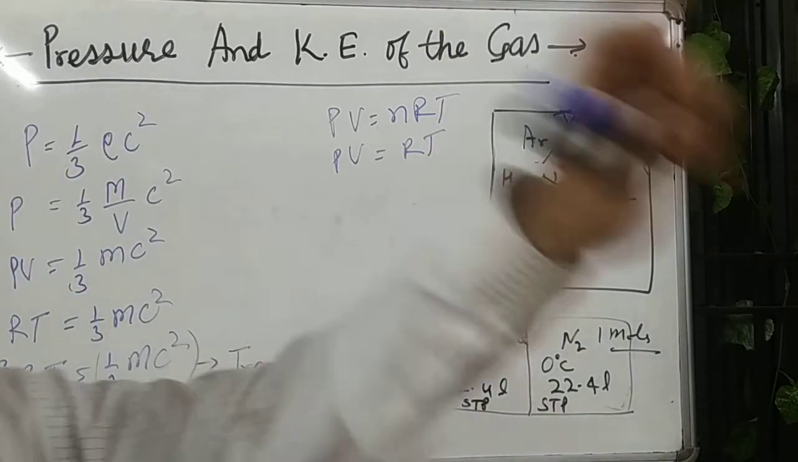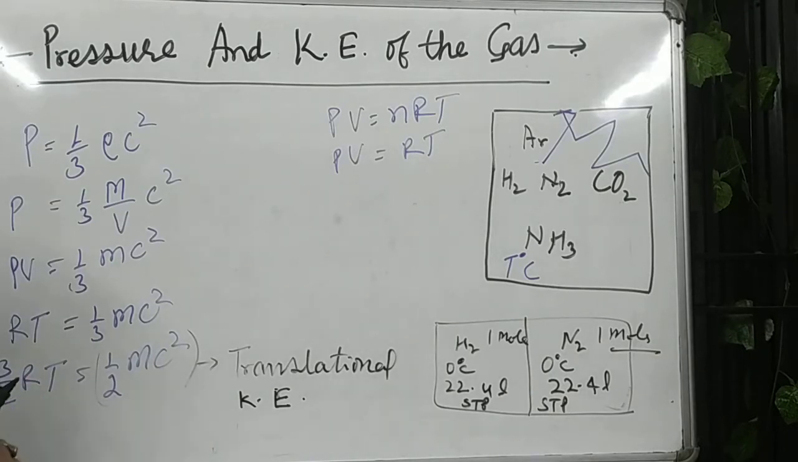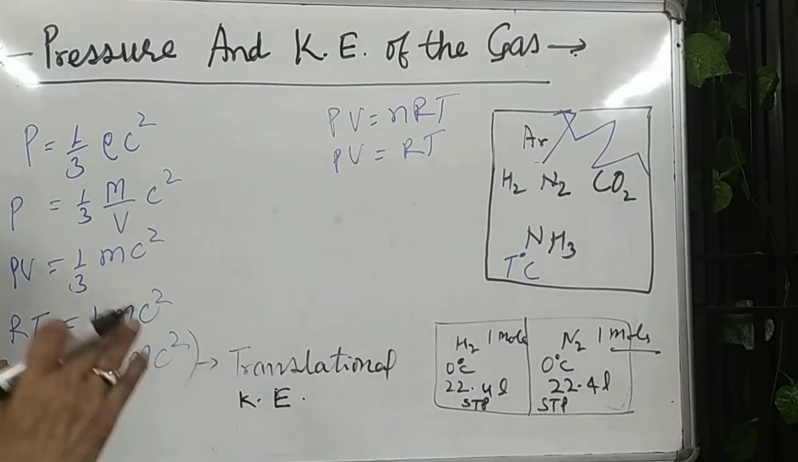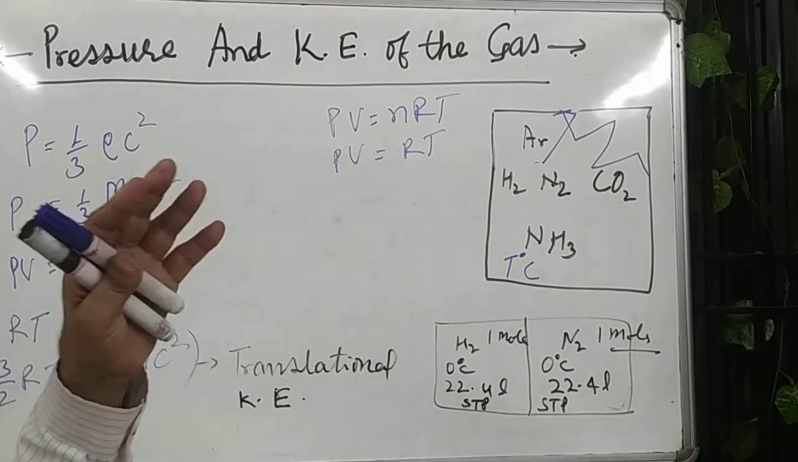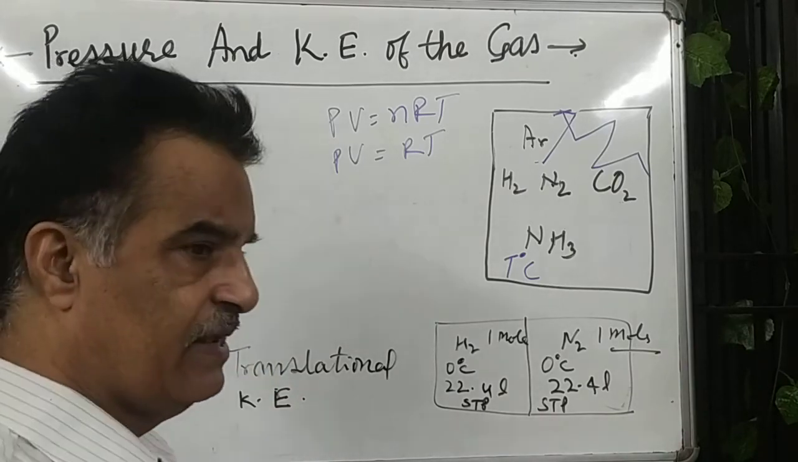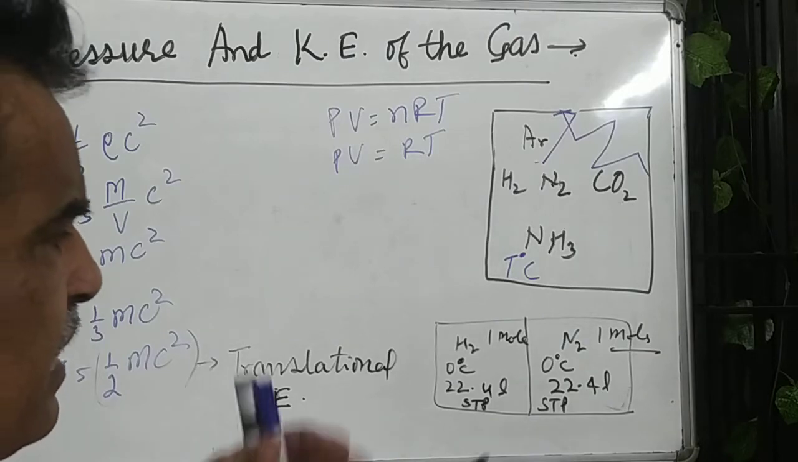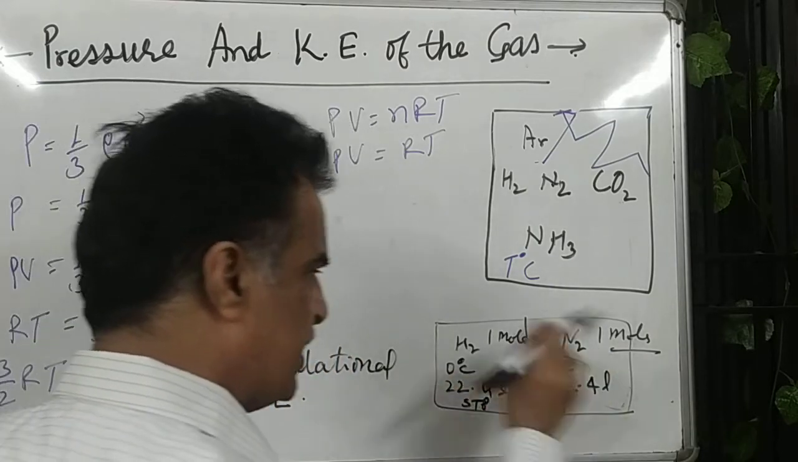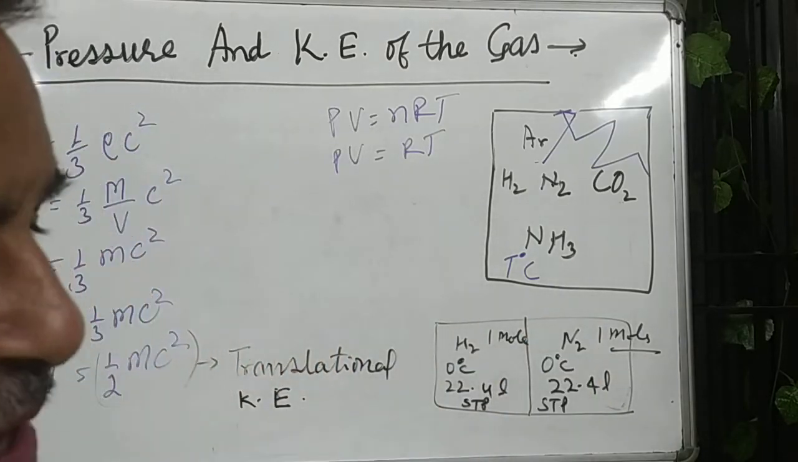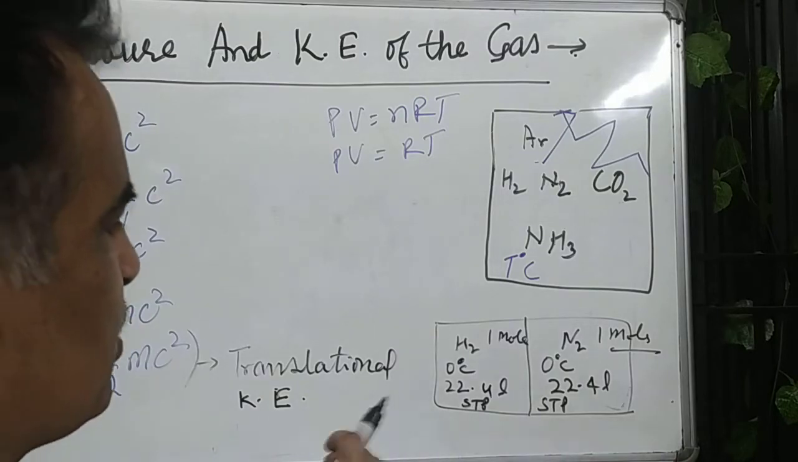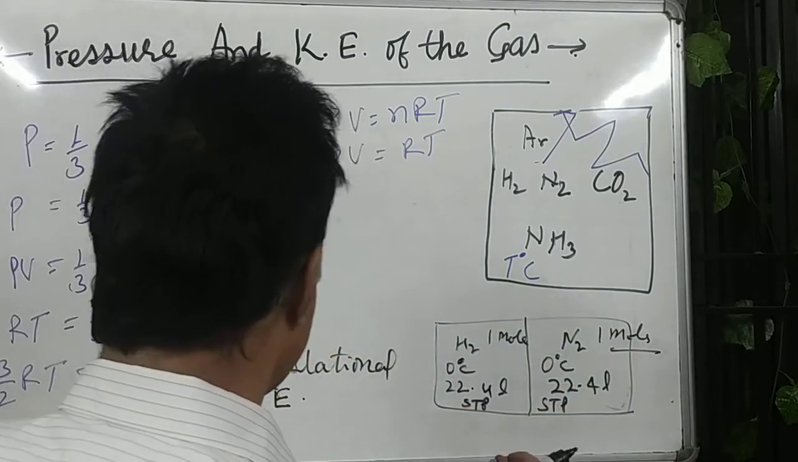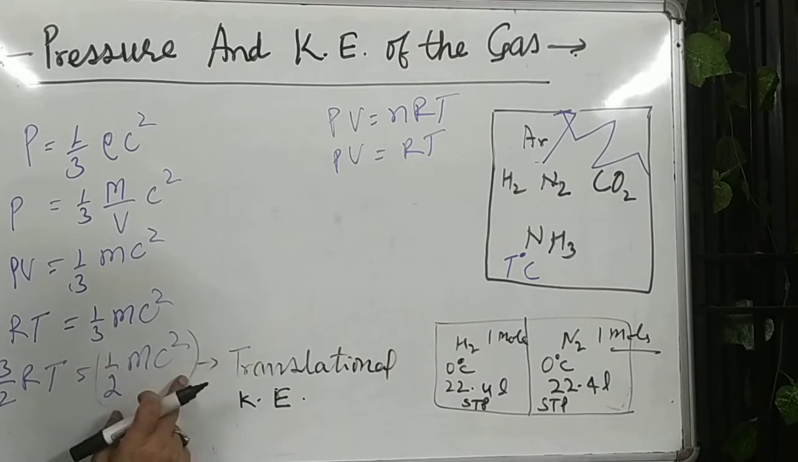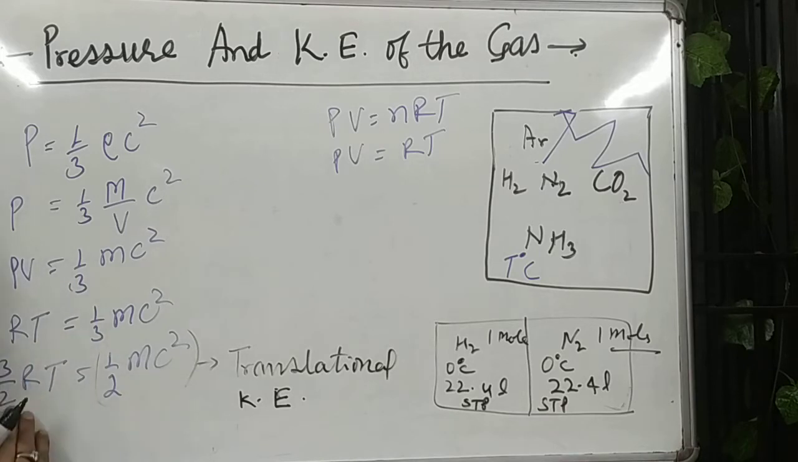But in case of kinetic energy, that is translational kinetic energy, I am not speaking about the total internal energy of the gas. I am speaking about kinetic energy due to translational motion of the molecules, not vibrational and rotational, only translational motion. That kinetic energy is half mc square, where m is the molar mass. This is 3 by 2 RT at temperature T, whatever the gas.